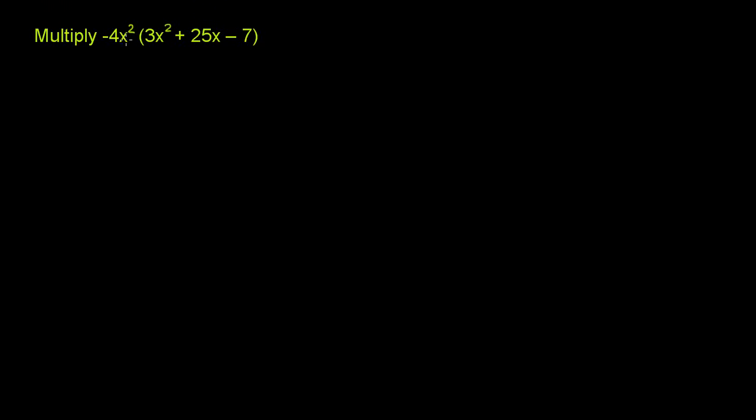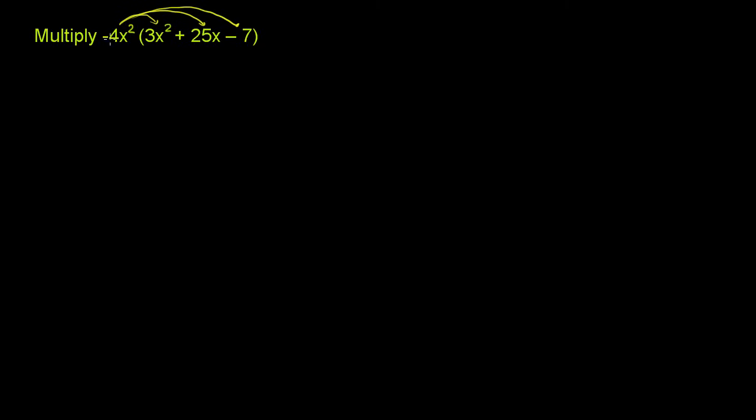Multiply negative 4x squared by the whole expression, 3x squared plus 25x minus 7. If you multiply anything times a whole expression, you really just use the distributive property to multiply each term of the expression by the negative 4x squared. So we're going to have to distribute this negative 4x squared over every term in the expression.